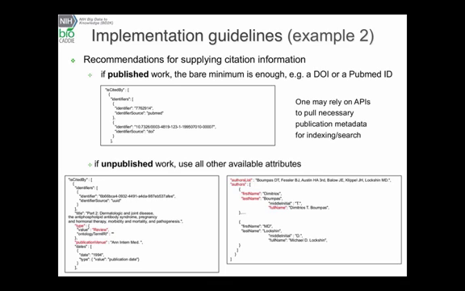we are working on providing recommendations on how to report citation information. So in the case of published work, it might be enough to provide the identifiers for PubMed and DOI, for example, one or the other, or both if they are available. The implementation then might rely on APIs to pull the necessary information for indexing or search. In the case of unpublished work, we have different options.